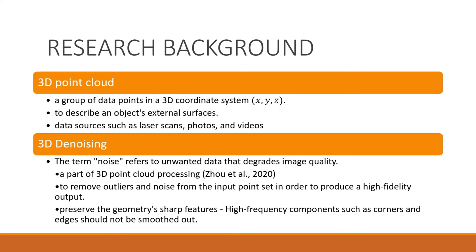So what is denoising? Noise refers to the unwanted data that degrades the image quality. So 3D denoising is a part of 3D point cloud processing. It is to remove outliers and also to produce a high fidelity output. Besides, 3D denoising can be used to preserve the geometry sub-features.